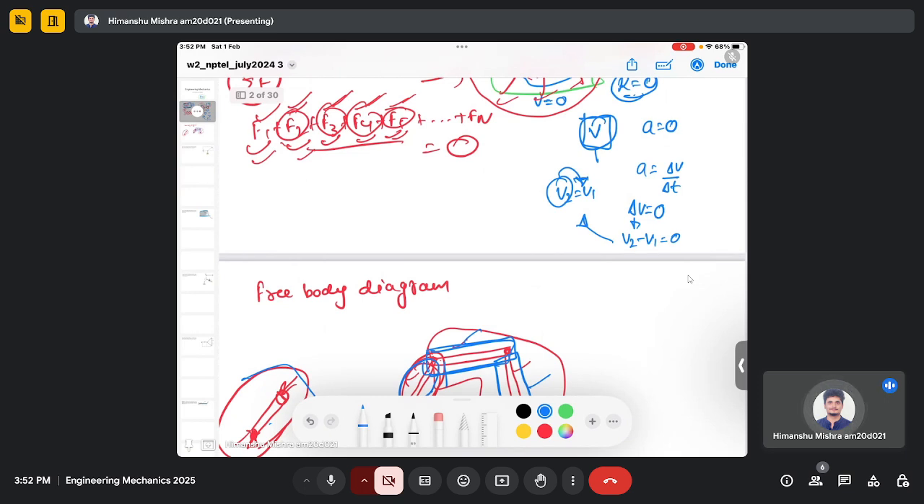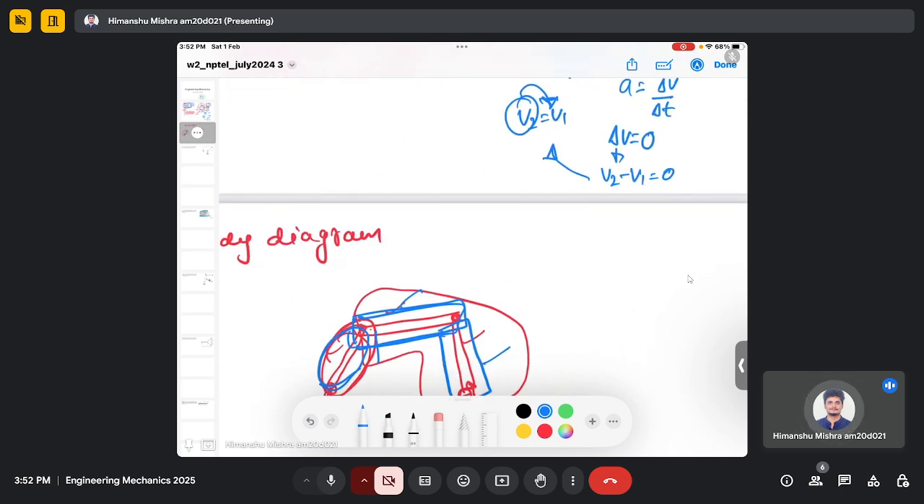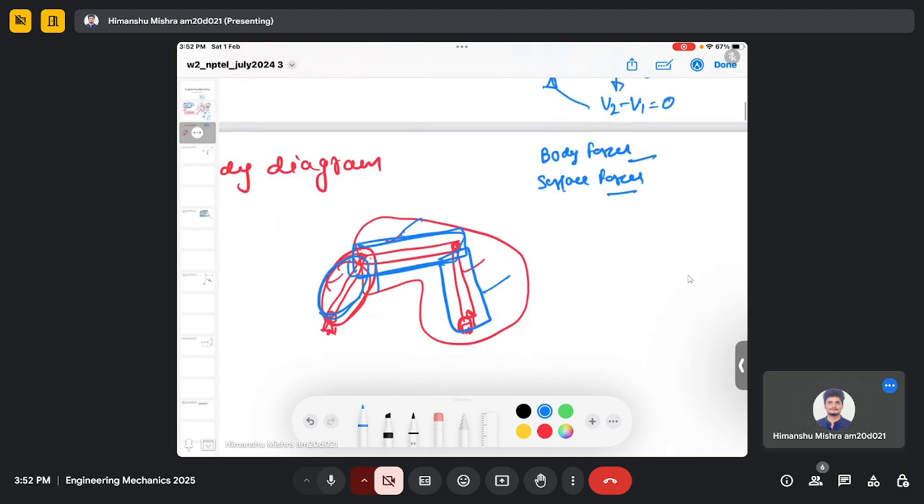So let's briefly look at the different forces that can act on the system or the body. Some of these forces we already discussed in the previous lecture in terms of body forces and surface forces very briefly. But there can be a different classification of forces also, like reaction forces, which are very prevalent in trusses and beams problems.